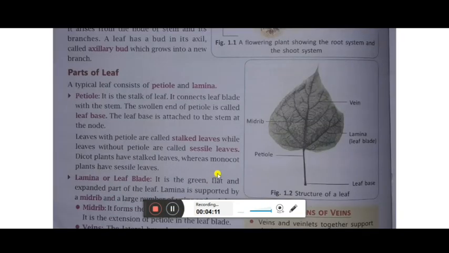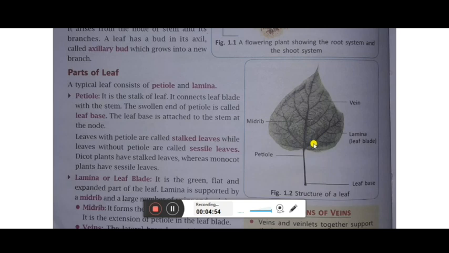Now children, when we further move towards the structure of the leaf, here you can see a picture given as the structure of the leaf. So here you can see a few structures. This is the leaf base, the downward, little swollen part, and it is present on the main branch. And this is the petiole, which attaches the lamina part and the stem. Between them is the petiole, and this petiole further increases and becomes the midrib, or you can say the main vein.